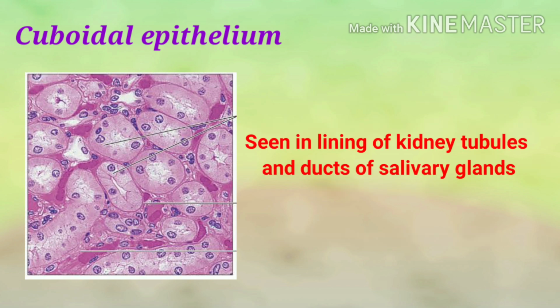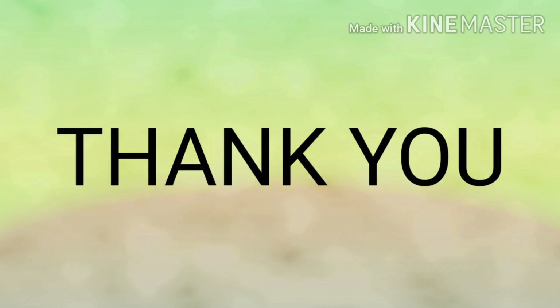Cuboidal epithelium is seen in the lining of kidney tubules and the ducts of salivary glands. We have salivary glands in our mouth, which produce saliva. The saliva is carried from there by ducts. Duct means tubes. Inside the duct of the salivary gland, we can see the cuboidal epithelium. I hope you understood about the three types of epithelium. Thank you.